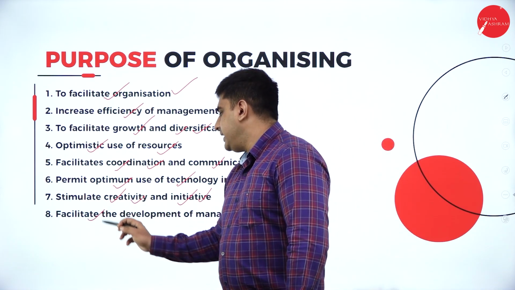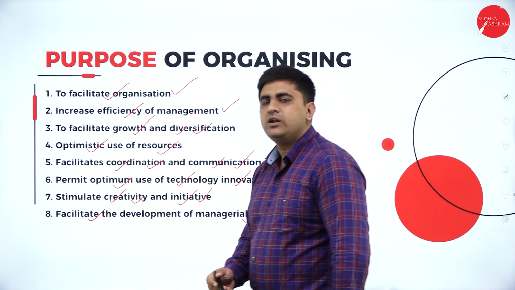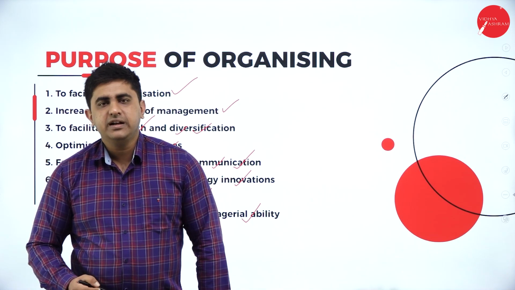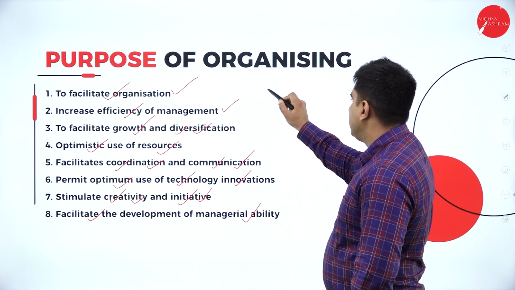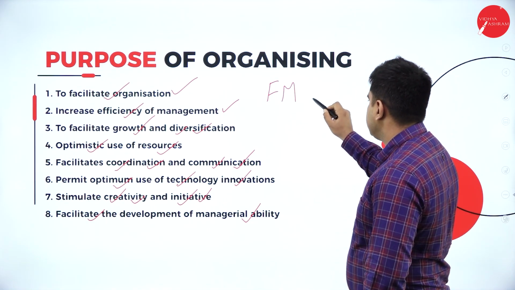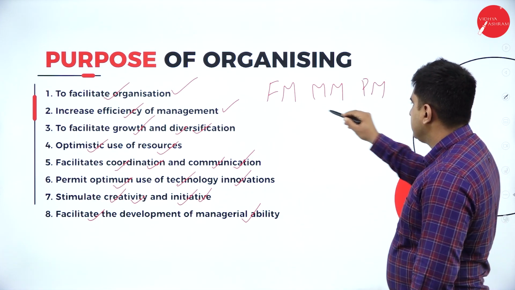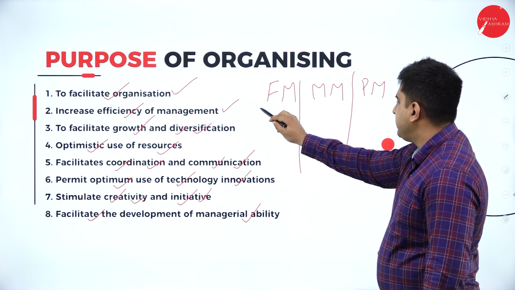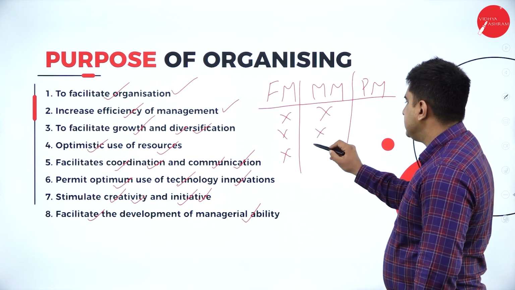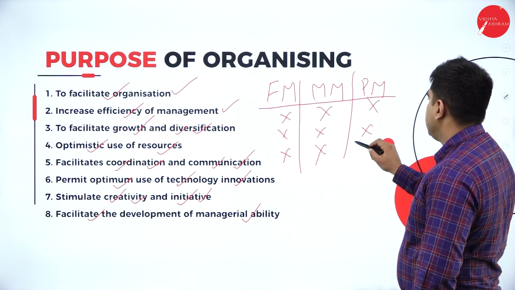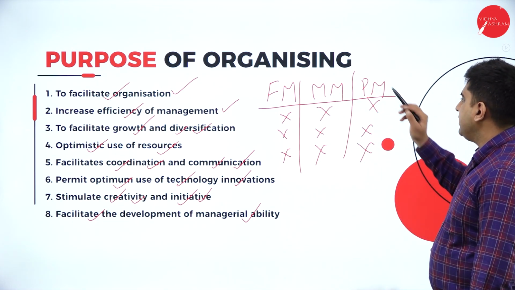Eighth one, facilitate the development of managerial ability. So here what you are doing, you are making different departments, like what? For example, you are making 3 departments. So these are the 3 departments. We will consider this as the finance department, and we will consider this as the marketing department, and this is your production department. This is finance manager, marketing manager, and your production manager.